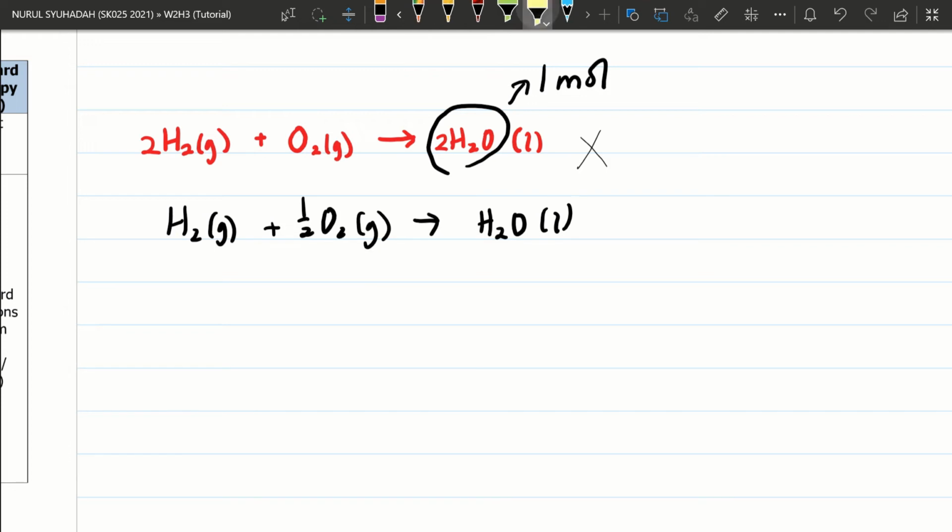So like I said, from the definition, it's 1 mole of compound formed. So this is the compound formed. You need to make sure that H2O is 1 mole.